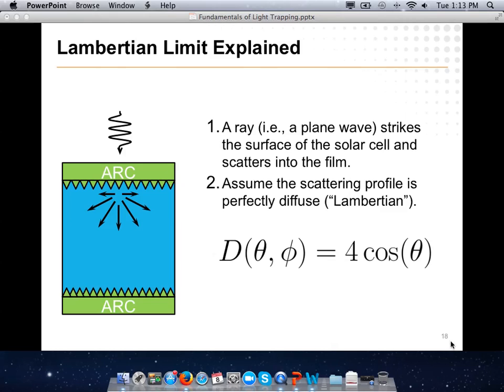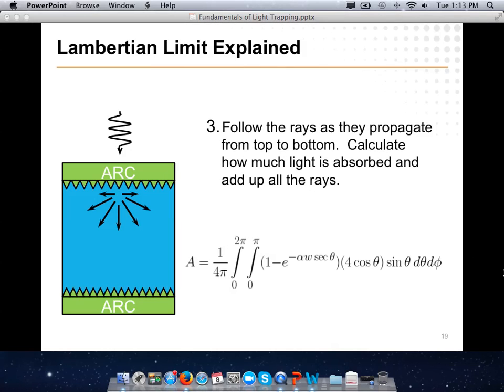So this is how roughened surfaces tend towards, no matter what you do, or at least if you randomly roughen them, this is how they tend to behave. So we'll just take that as gospel that cosine theta is a thing. So then what you do is, okay, a ray comes in, it hits the surface, and it scatters every which way. Now I'm going to add up how much energy reaches or gets absorbed in this bulk material as all those rays scatter from top to bottom.